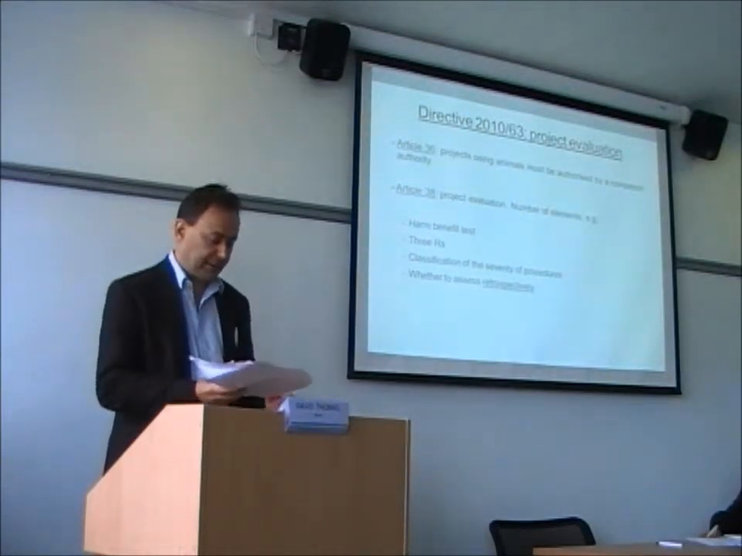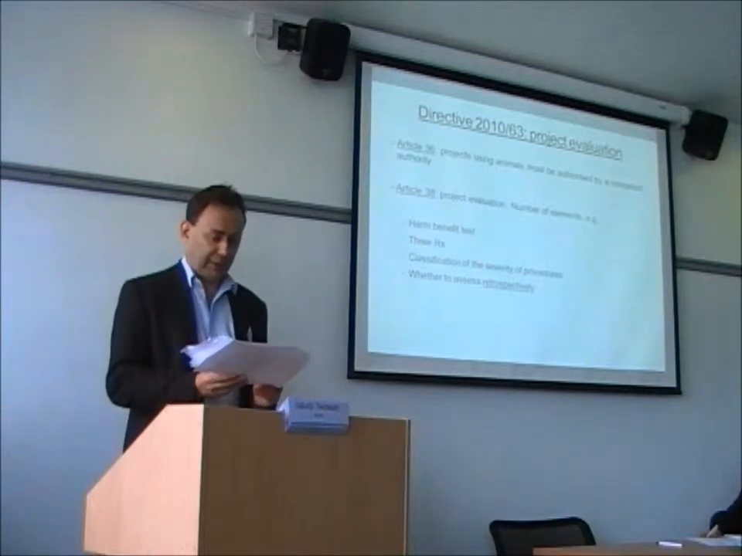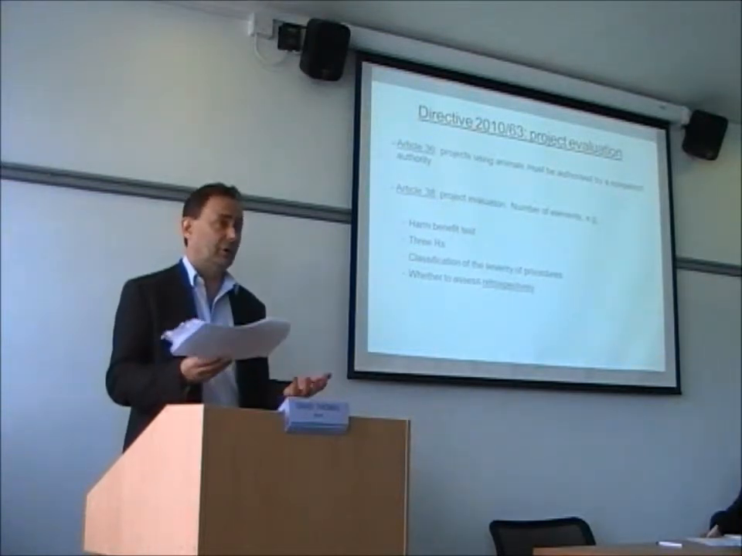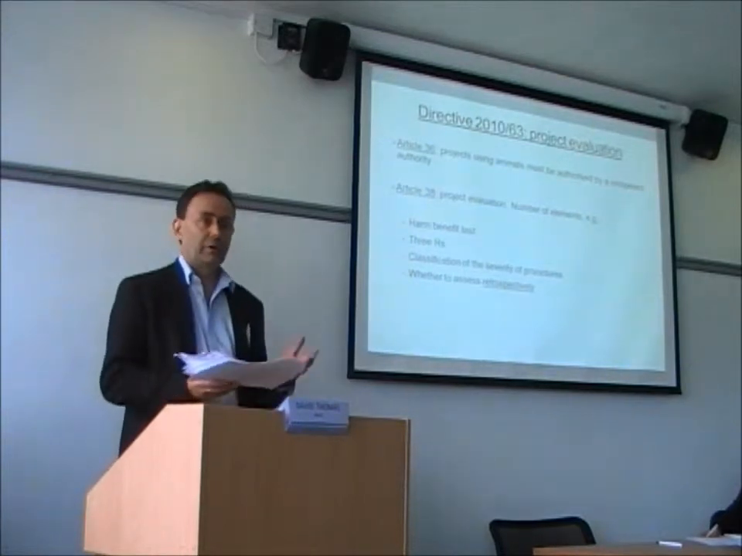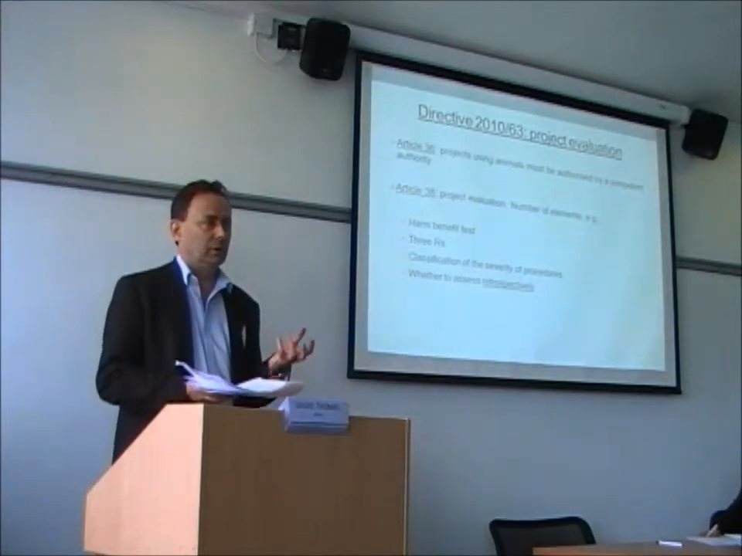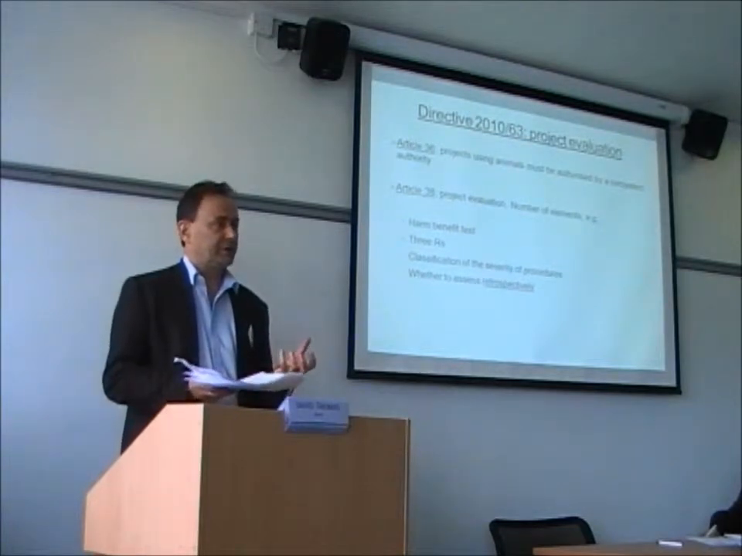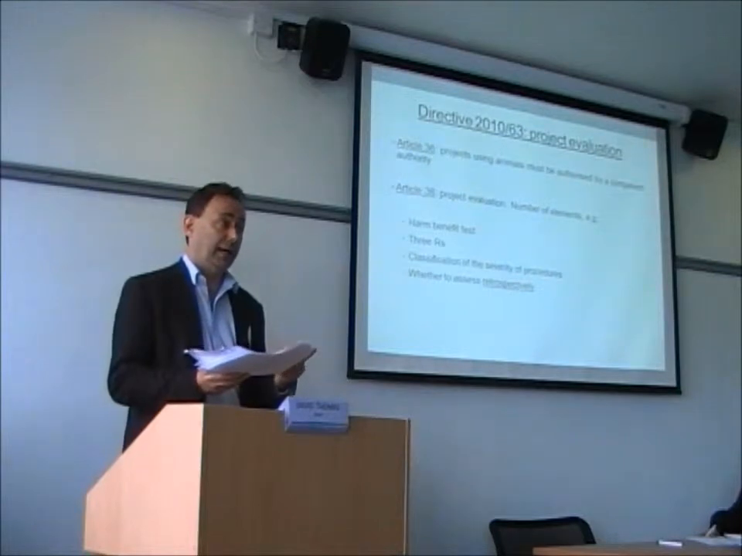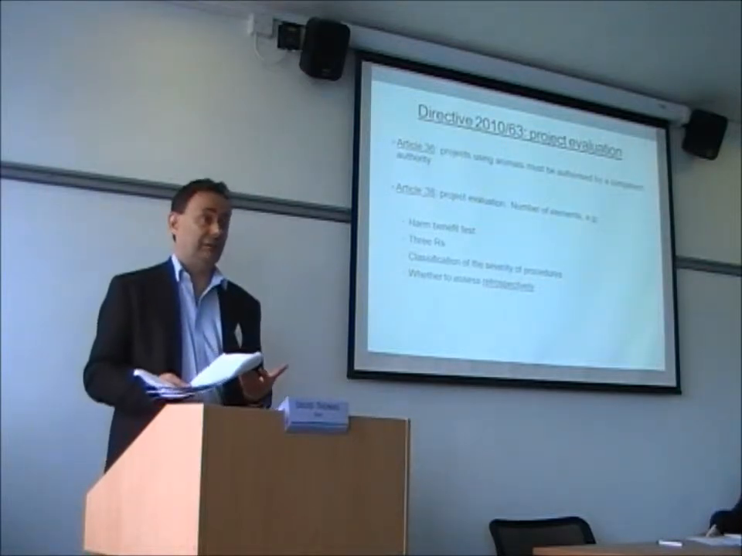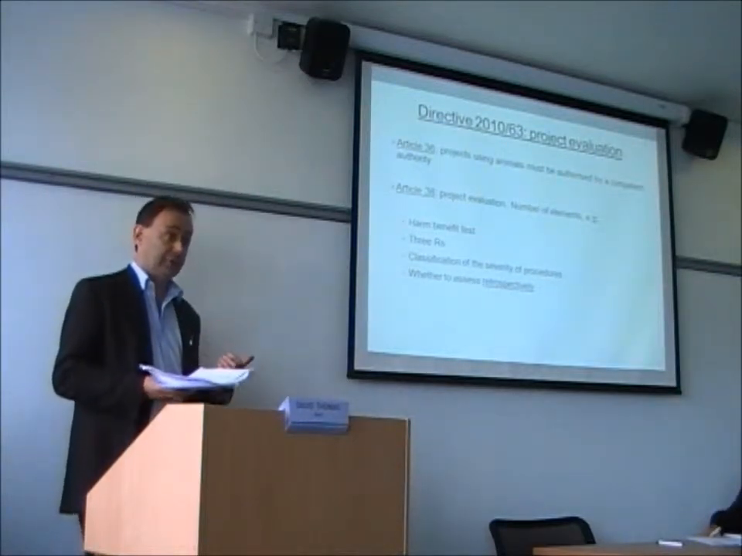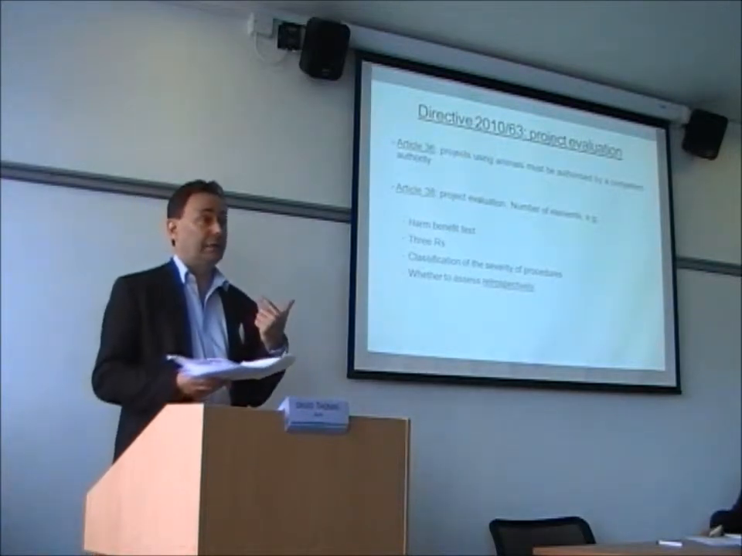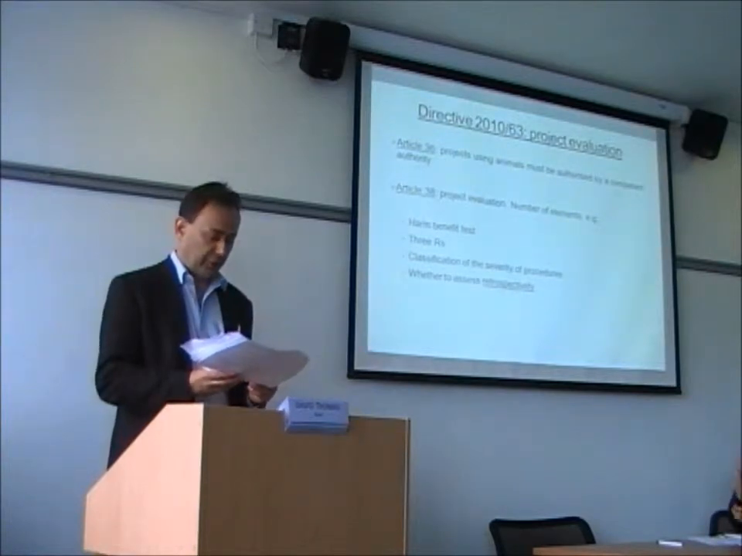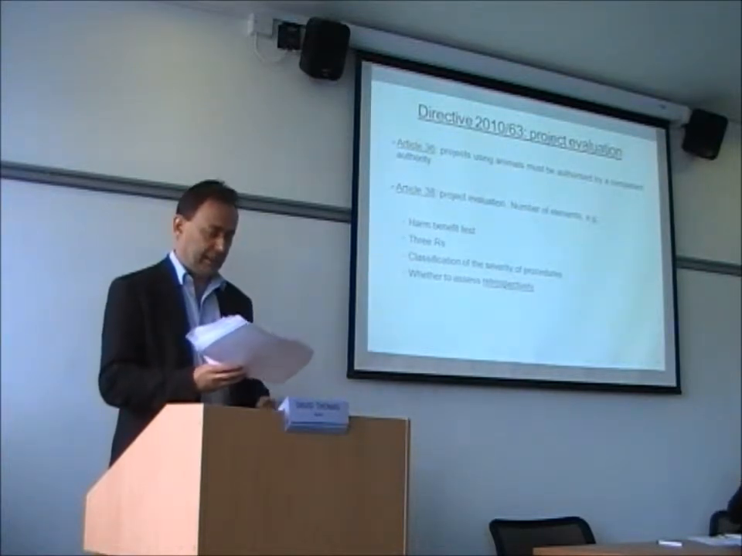Then Article 38 goes on to require a project evaluation, of which there are a number of elements. For example, the harm-benefit test, the cost-benefit test that I've mentioned. The 3 R's. Many of you, I guess, will know what the 3 R's is. It's the principle that you can't use animals in a particular way if the desired scientific information can be generated either without using animals, or by using fewer animals than proposed, or by causing less suffering to those that are used. So that's the key part of the project evaluation.